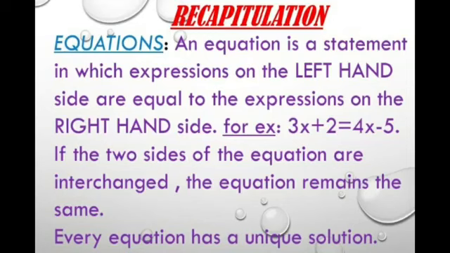Let's start with quick recapitulation. An equation is a statement in which left hand side expression will be equal to right hand side expression. For example, here you can see 3x plus 2 and 4x minus 5. These are two algebraic expressions which are combined with equal to sign. So this becomes an equation, right? If the two sides of the equation are interchanged, then no change in equation. Equation remains the same. Every equation has a unique solution.